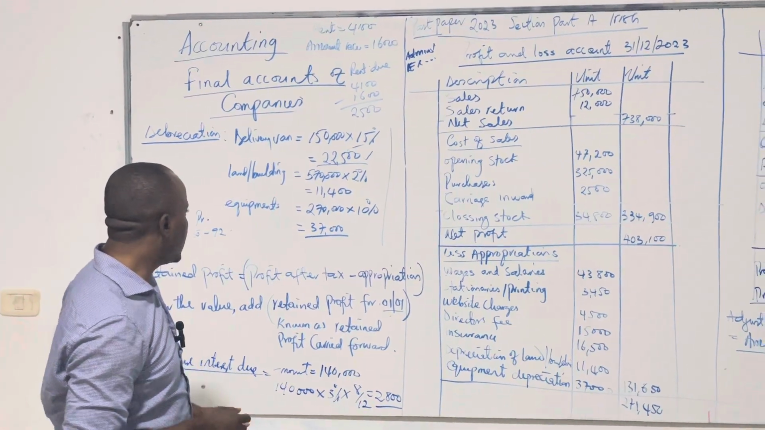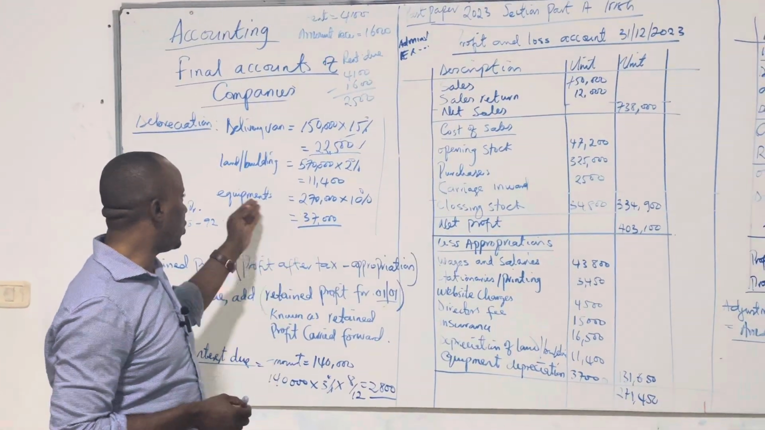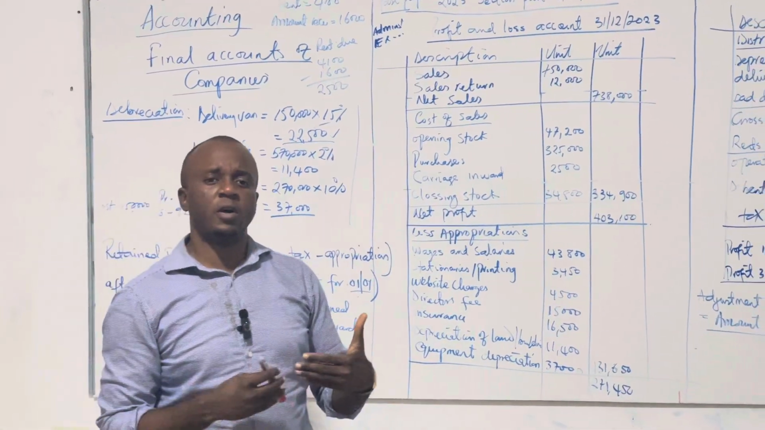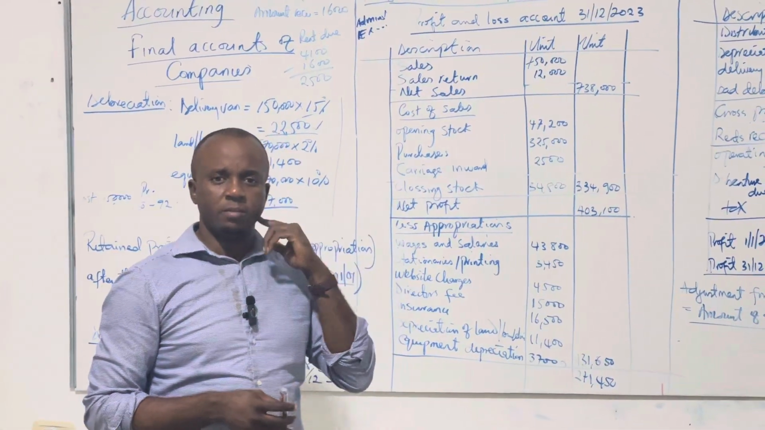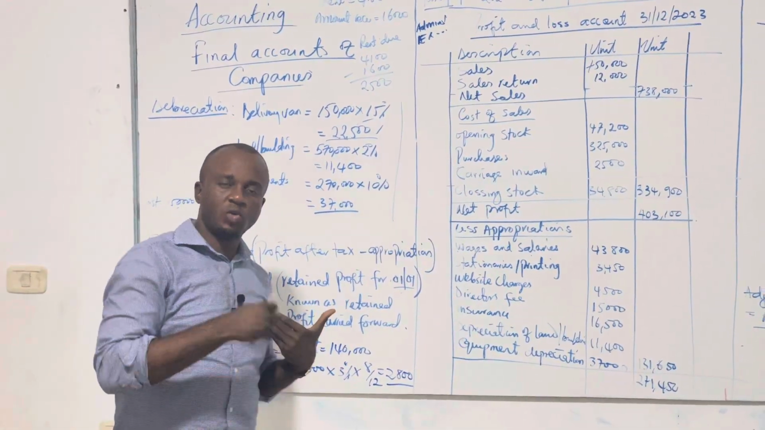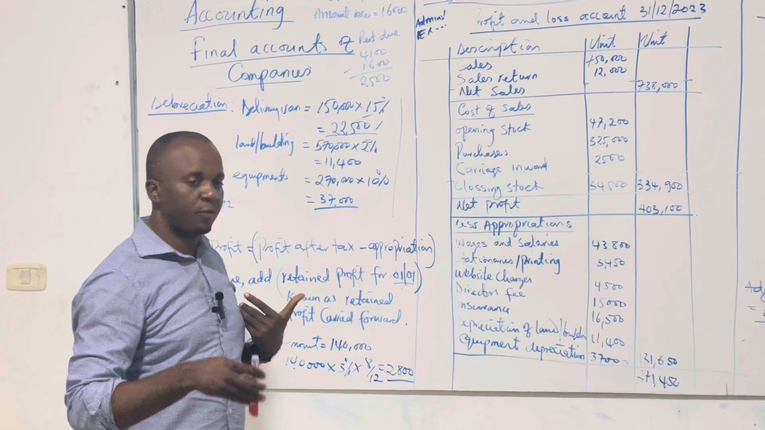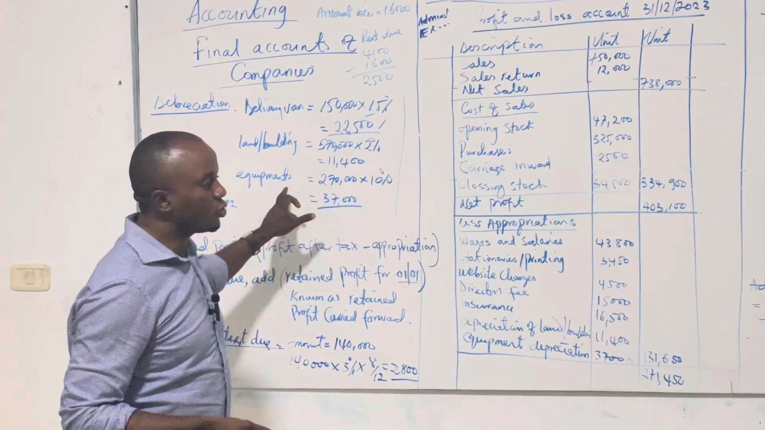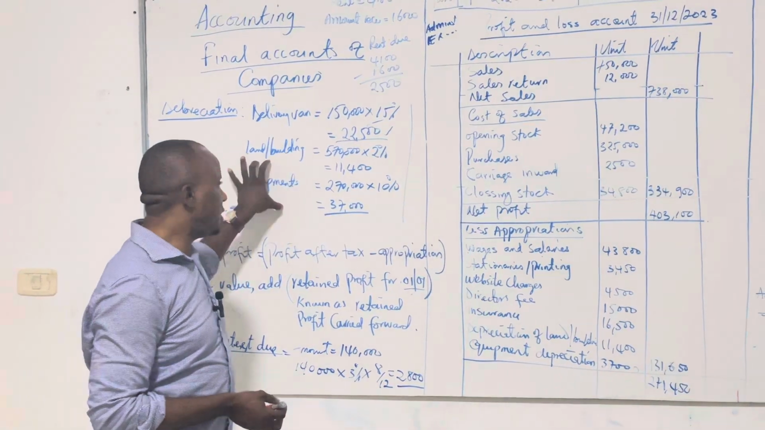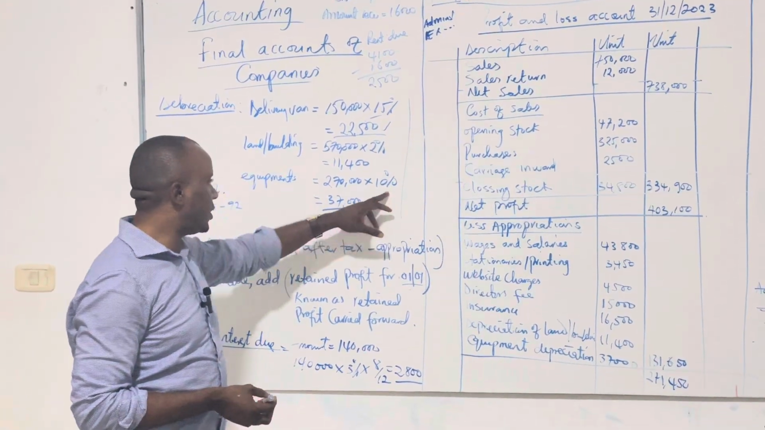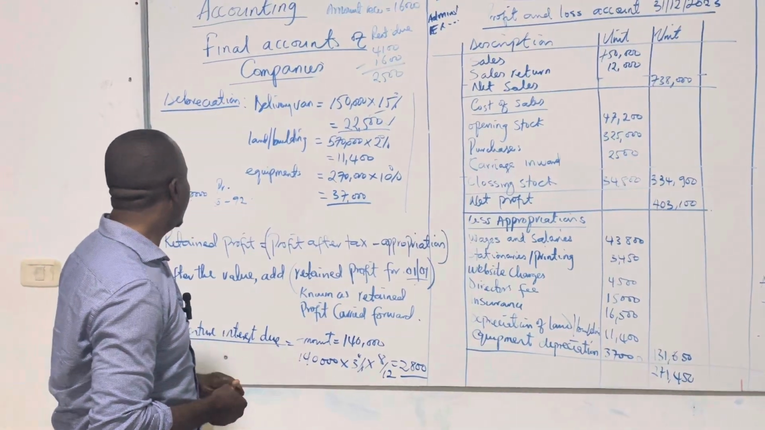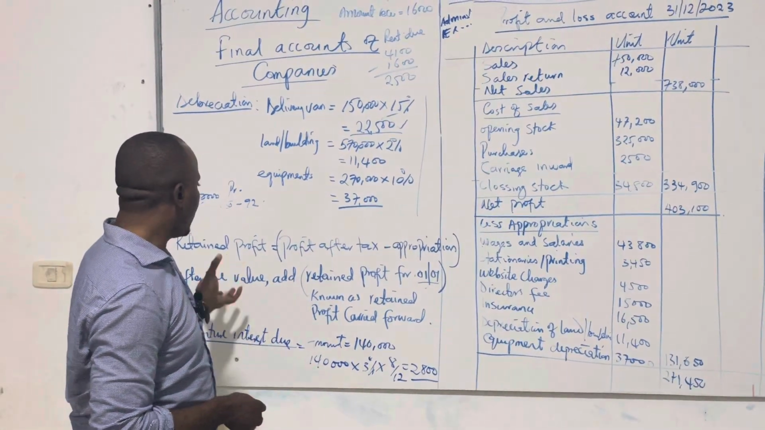Then for equipment, we calculated on the net book value of the equipment. The net book value means the asset has been used for a period of time. Maybe it was used last year and the depreciation was deducted. So the actual value of the asset for the new year is what is known as the net book value. So 270,000 is the net book value for the equipment. We calculated 10% of it to give us 37,000.